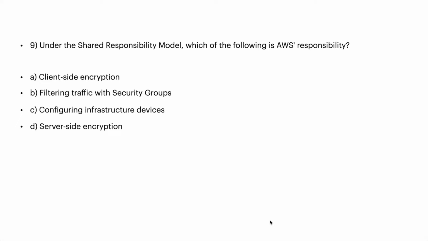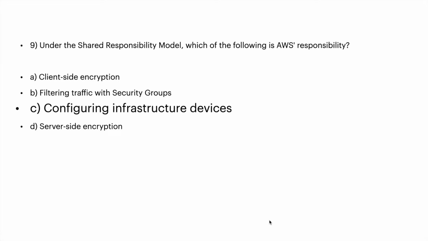The shared responsibility model. Which of the following is AWS responsibility? A. Client-side encryption. B. Filtering traffic with security groups. C. Configuring infrastructure devices. D. Server-side encryption. The right answer is C, configuring infrastructure devices.